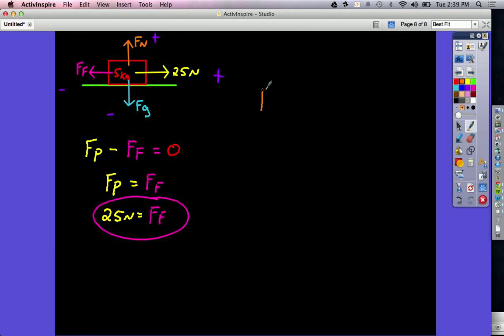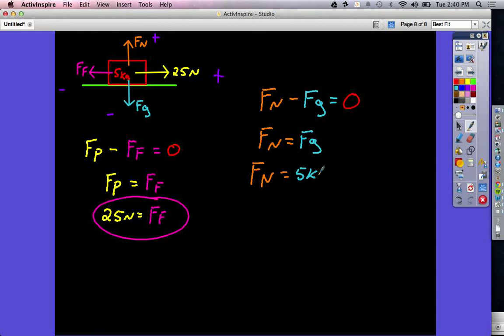Now we're going to solve for the normal force. Normal force goes up, so that is positive. The force of gravity goes down, so that is negative. And when you add up all the up stuff and the down stuff, we know they equal 0, which means they equal one another. So the normal force equals the force of gravity. And we know that the force of gravity is the mass, 5 kilograms times the acceleration due to gravity, 9.8 meters per second squared, which is 49 newtons.